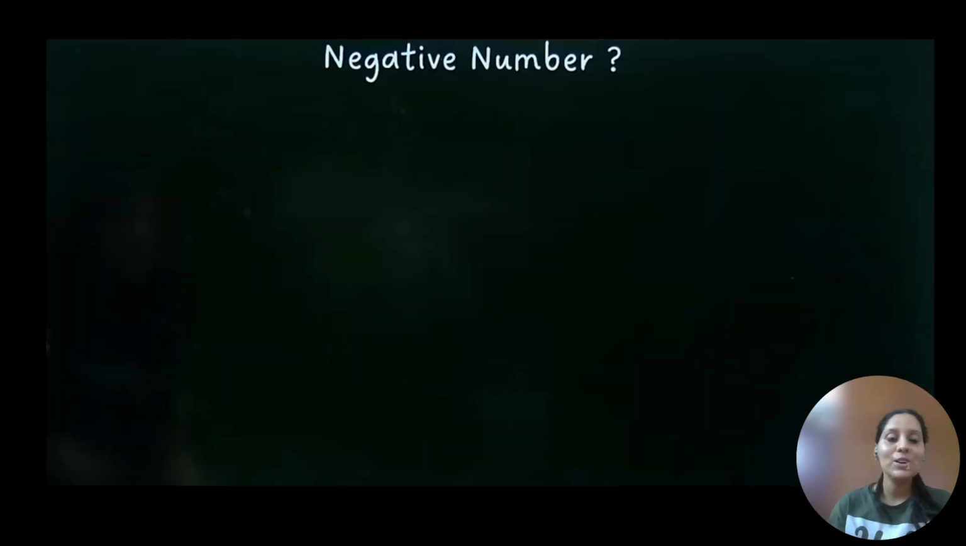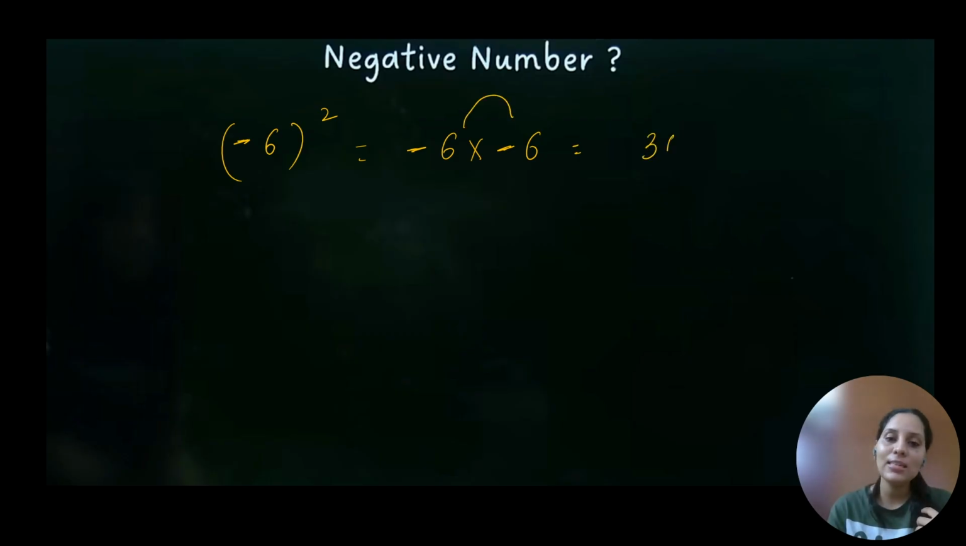All right, now next, moving on, what are negative numbers? Negative number. So if I take minus 6 and if I want to square this number, what do I get? Minus 6 into minus 6, which is 6 into 6, 36, minus into minus plus. So we are getting a positive number. Similarly, one more example, minus 5 square. Again, you get plus 25.